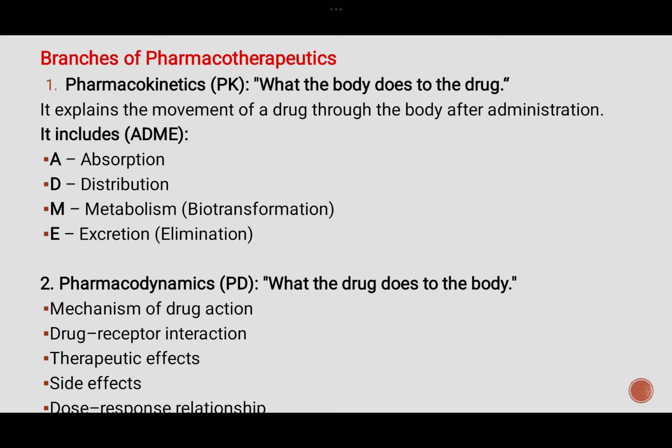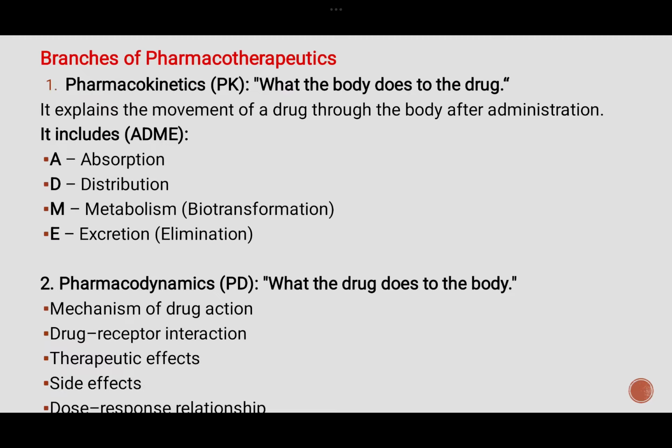Now let us understand each step one by one. First one is absorption. Absorption means the movement of a drug from the site where it is given into the bloodstream. For example, suppose you swallow a paracetamol tablet. First it reaches the stomach and then the small intestine. And from the small intestine, the medicine enters the blood. This process is called absorption.